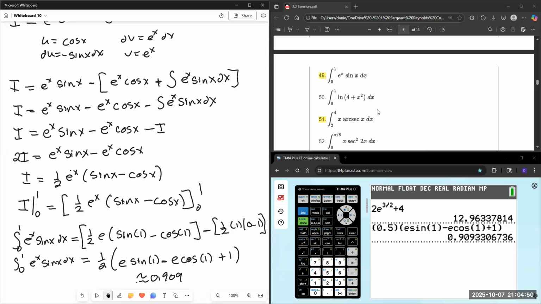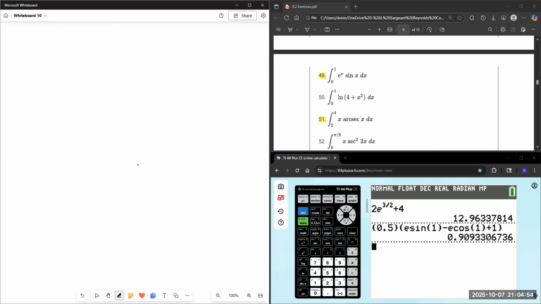So look now at number 51. 51 says integral of x arc secant of x dx. So my inverse trig function has to be my u.